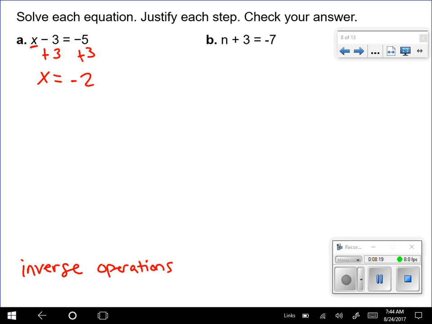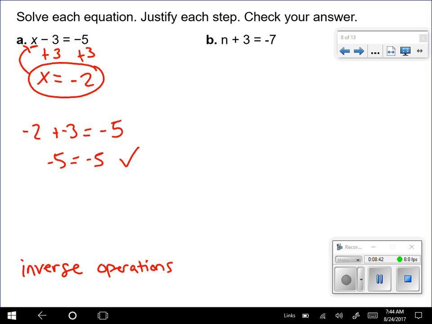Now, it says check my answer, okay? So if I'm going to check my answer, what does that mean? That means when I plug x in here, it needs to be true. So if I plug negative 2 in where x is, okay, I have subtraction. I'm going to keep change. Does negative 5 equal negative 5? Yep, we are good.